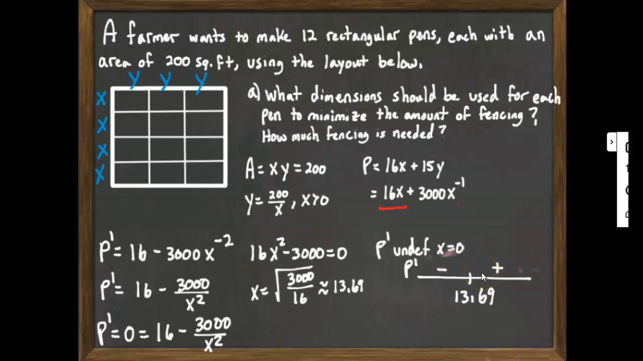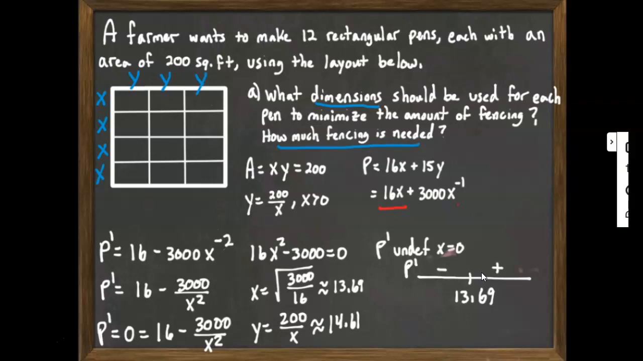So we can now say, okay, now we need the dimensions. We know x is 13.69. So what's y? Well, we know that y is 200 over x. And so we can go ahead and plug that in. Plug in 13.69. We'll get y is 14.61. So it's almost a square, but not quite. About a foot difference between the one side and the other.